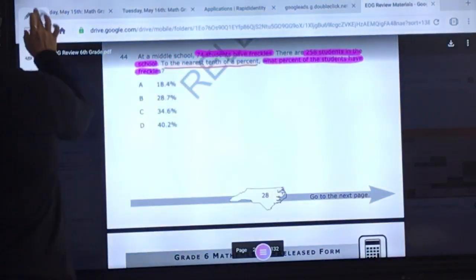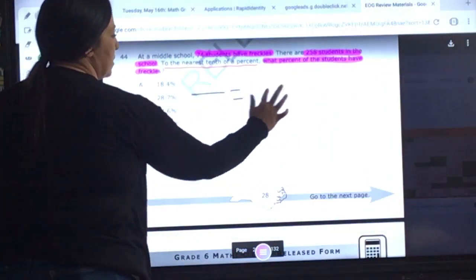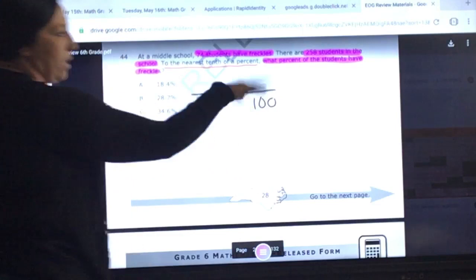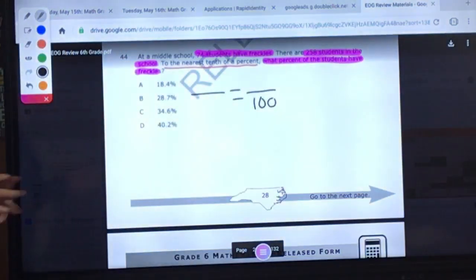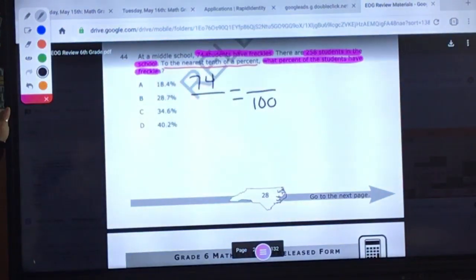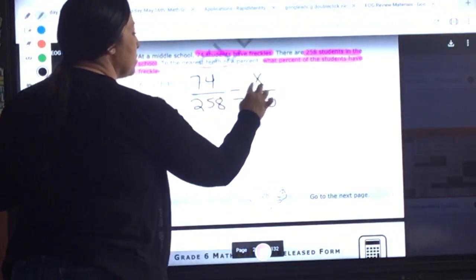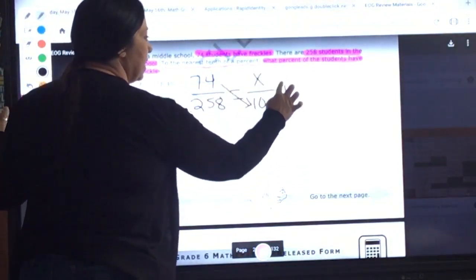Now, using the percent proportional ratio equation, whatever this thing's called, do we have the information we need to solve our problem? Do we have our part? Raise your hand and tell me, what is our part? Christiana? 74. Do we have our whole? Kaya? 258. So we are looking for our percent. So again, you cross multiply and then you're going to divide.